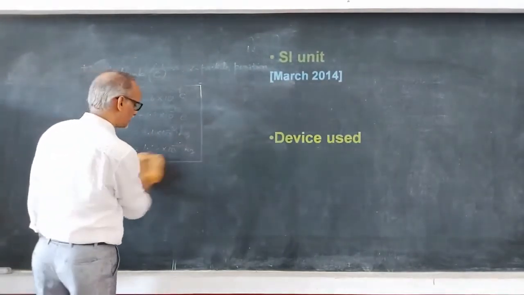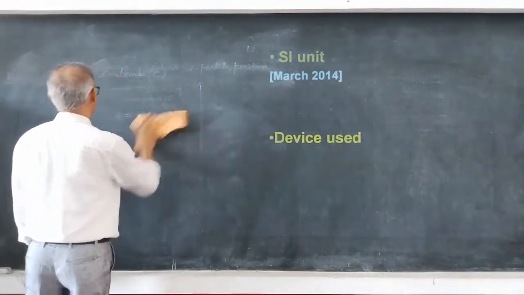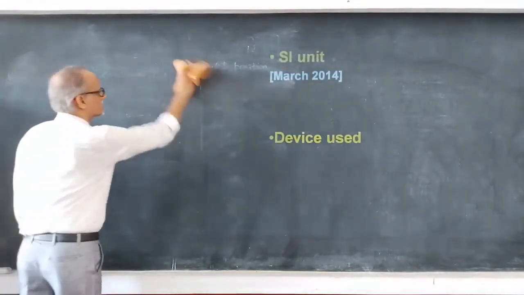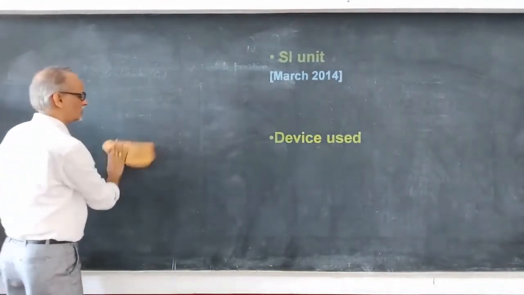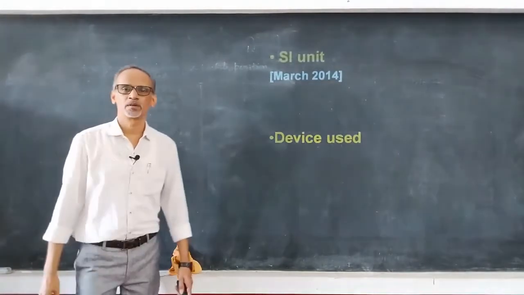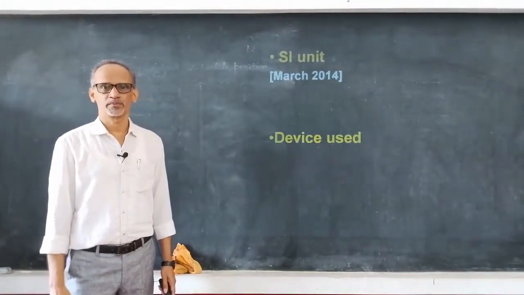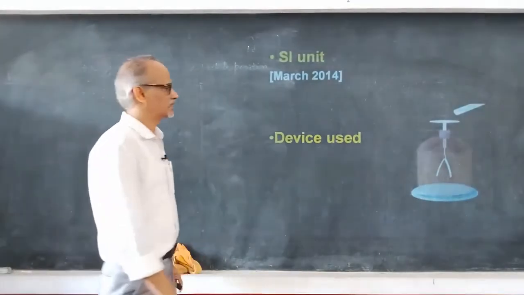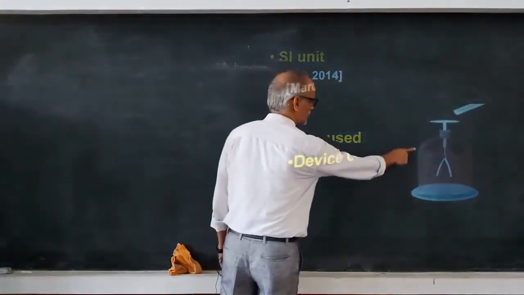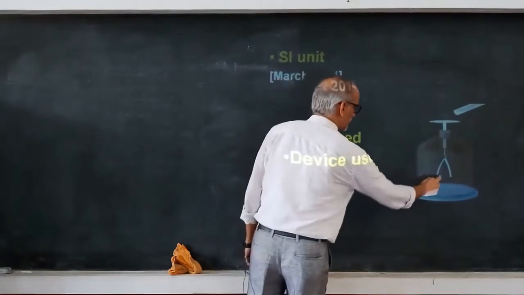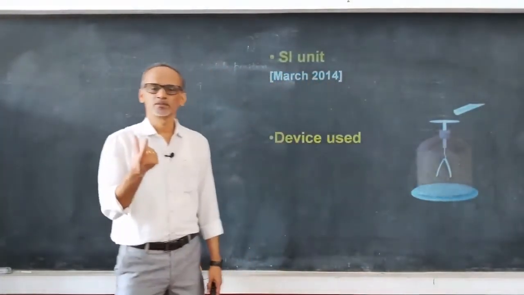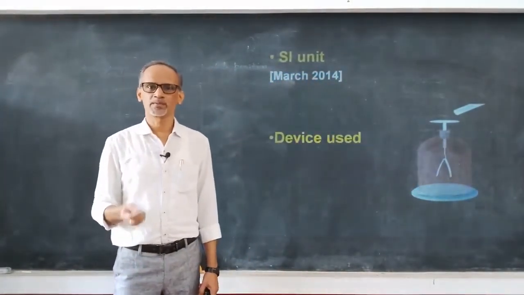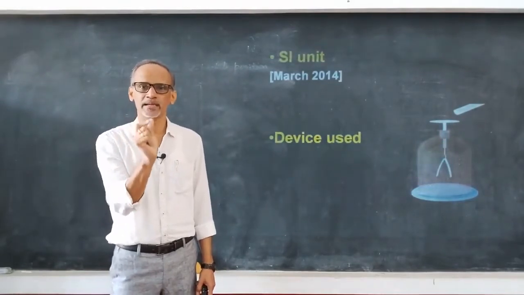To detect the presence of the charges, a device is used, and the name of the device is called electroscope. It's called gold leaf electroscope. The device looks something like this. There is a glass jar, and these are very thin sheets of gold. That's why it is called gold leaf. It is as thin as a leaf.